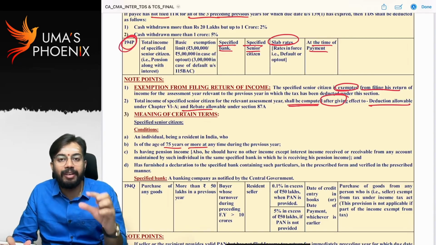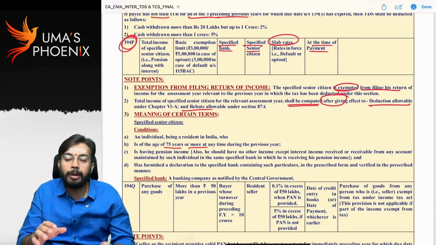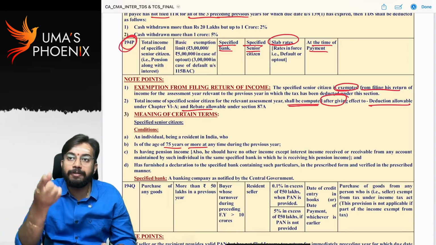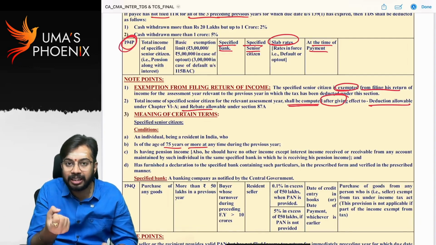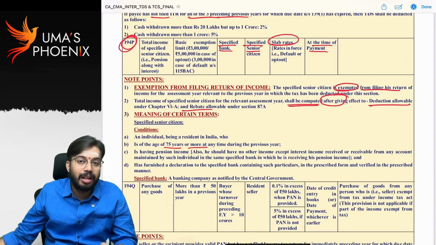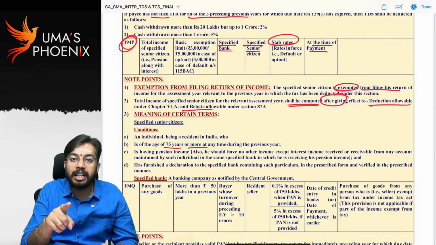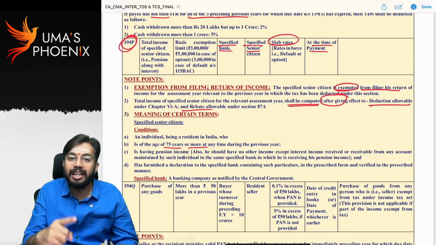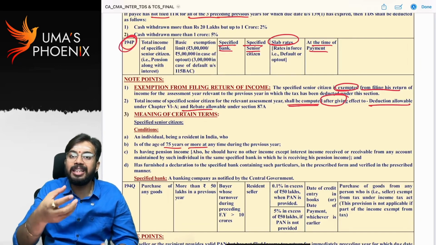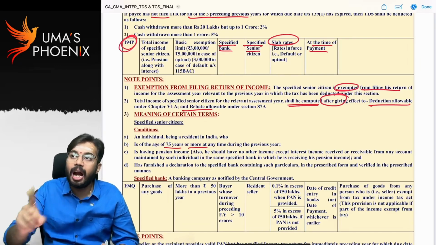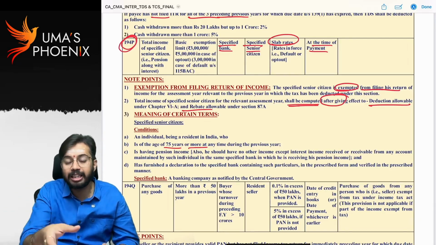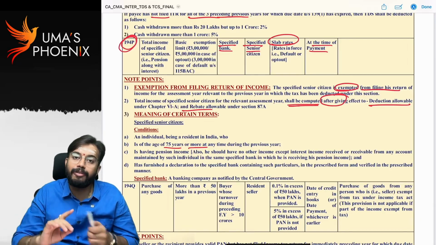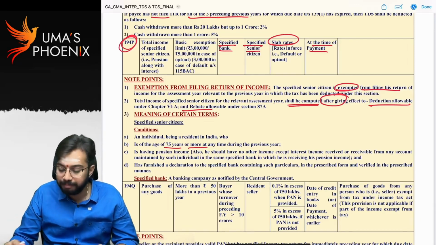On net total income, he will calculate tax liability. Let's say tax liability is 40,000 rupees. 40,000 rupees will be deducted from the specified senior citizen's bank account under section 194P. Whatever 40,000 is deducted will be deposited to the government. See, the specified senior citizen is paying 40,000 rupees tax. He is not paying directly, but the bank manager is deducting 40,000 from his bank account and the bank manager is paying. As tax amount of 40,000 is paid in the form of TDS, the specified senior citizen is exempted from filing income tax return. Is it clear?